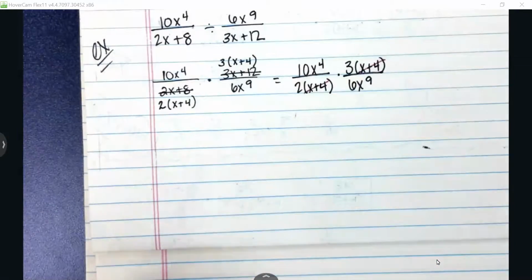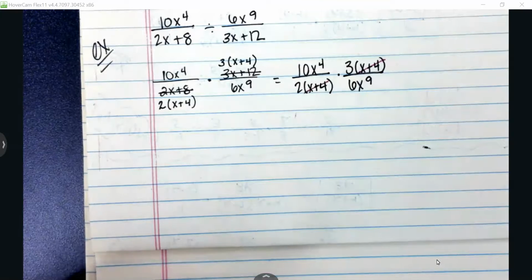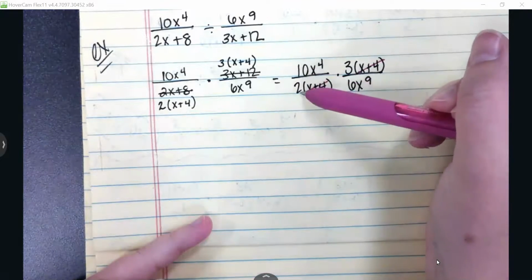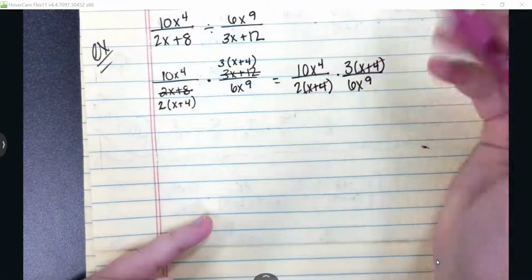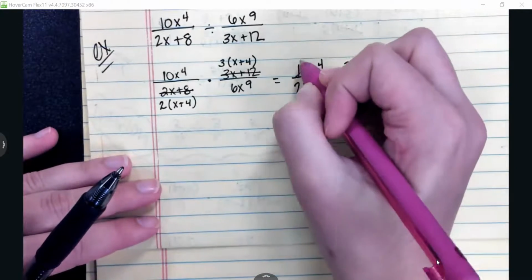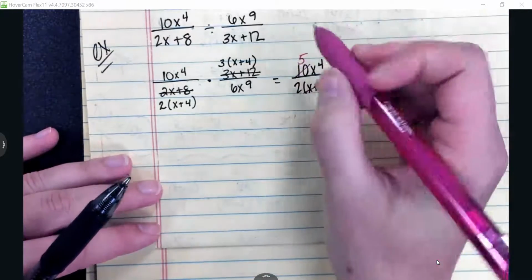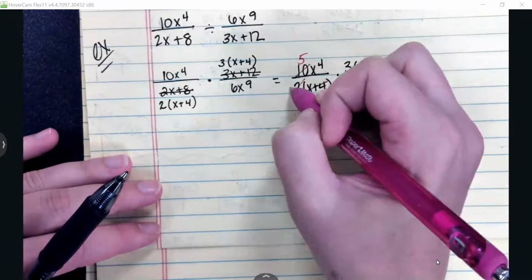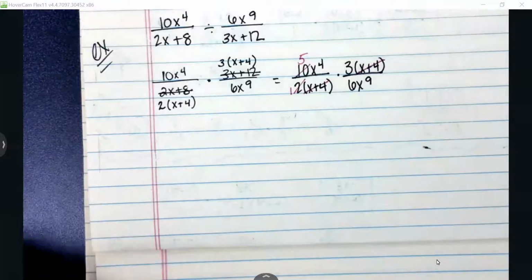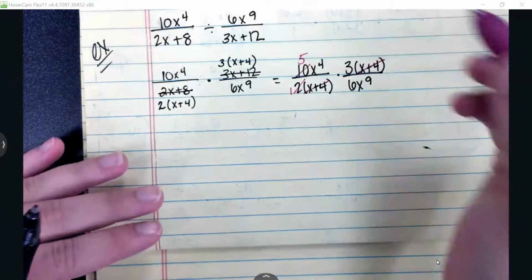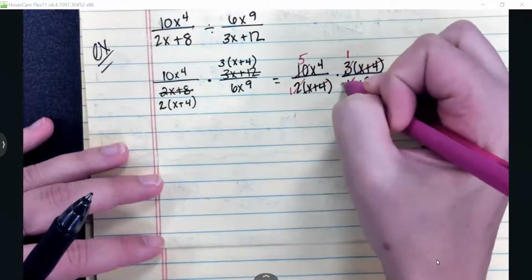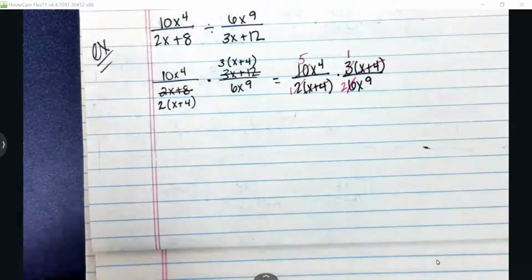What else can I do? What do I have right here? 10 divided by 2. What can I simplify both of those by? 2. So my 10 becomes a 5 and my 2 becomes a 1. Very good. What about 3 and 6? What can that simplify down to? I can divide them both by 3. So that would be a 1 and this would be a 2.